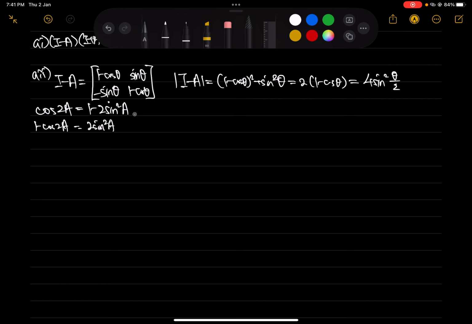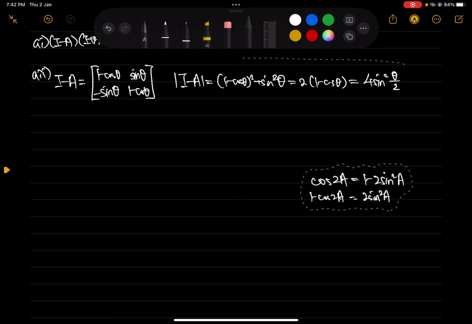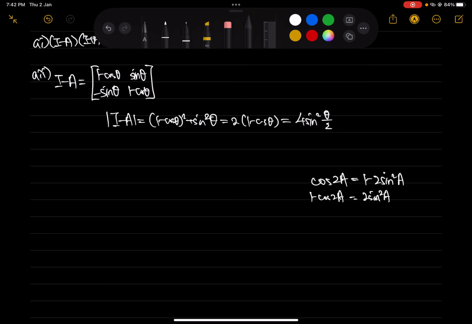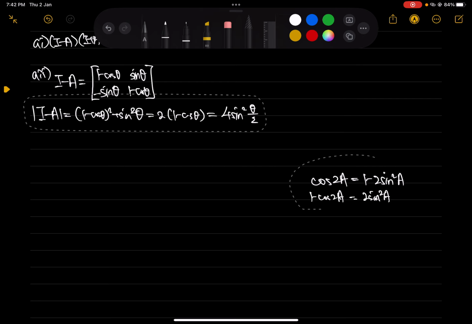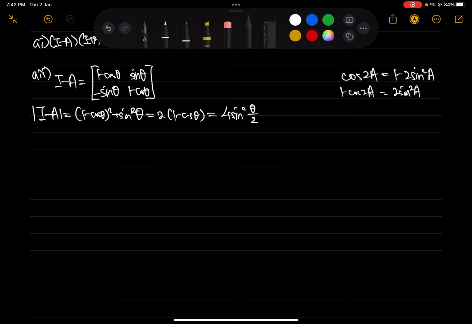Let's edit the positions so it looks more normal on an exam paper. Obviously, in an exam, you wouldn't be able to do this, but I just want it to look more neat because this is a video. So we have I minus A inverse, sorry about that. We have I minus A inverse as 1 over 4 sine squared theta over 2.